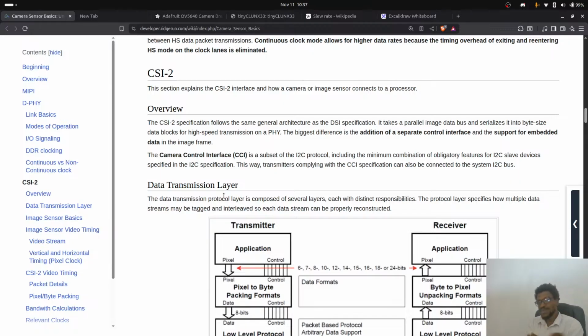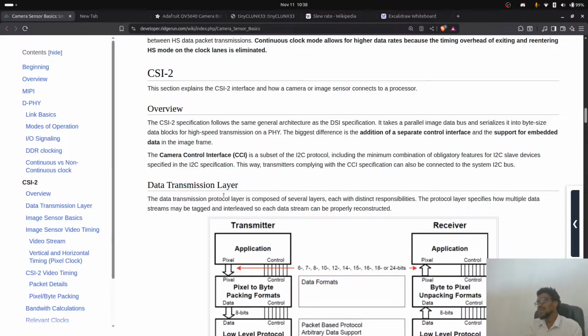The CSI2 specification follows the same general architecture as the DSI specification. It takes a parallel image data bus and serializes it into bite-sized data blocks for high-speed transmission over a physical link. The biggest difference is the addition of a separate control interface and the support for embedded data in the image frame.